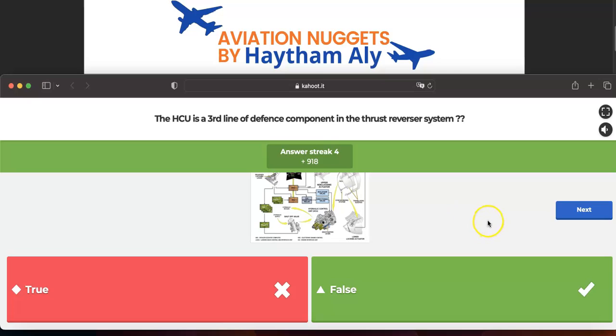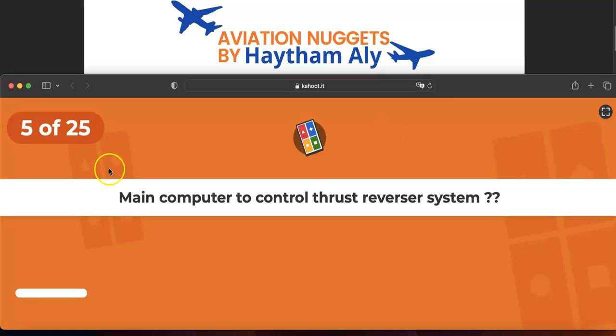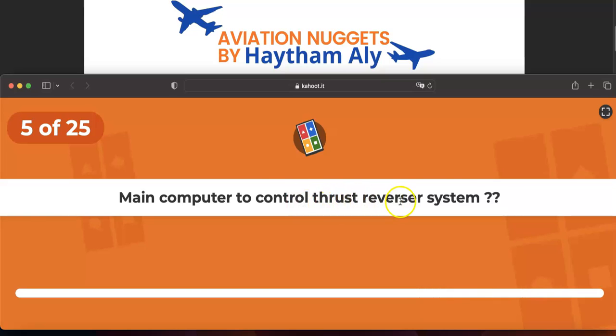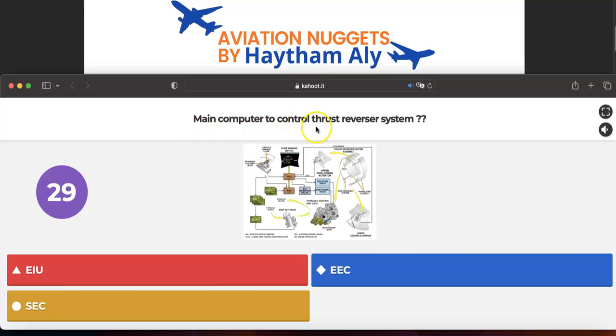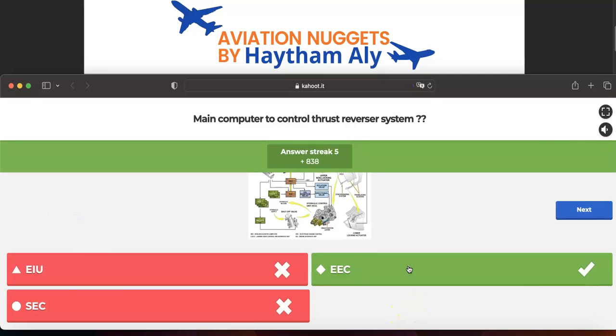Okay, everybody, let's proceed to the next question. Question 5 of 25. Main computer to control thrust reverser system. Is it the EIU, EEC, or SEC? The right answer is electronic engine controller. Yes, the main computer for the FADEC is the main computer for thrust reverser system operation.